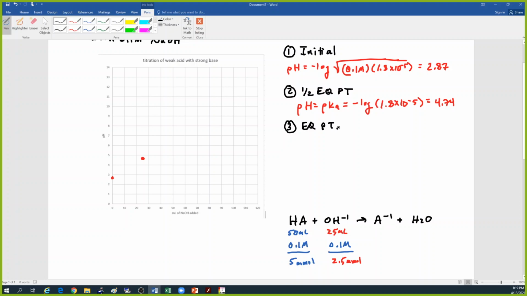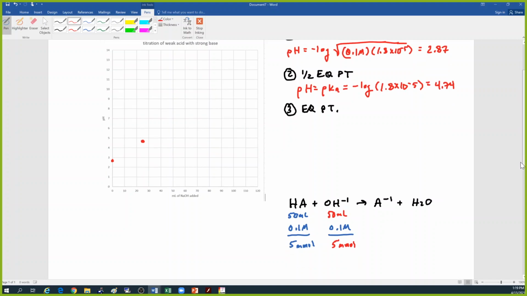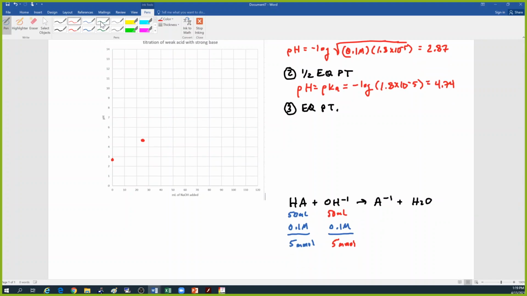Now this is the stage at which we've added enough base to neutralize all the acid. So let's go back down here and adjust what that has to be. I think we'd agree that for complete neutralization, we would need 5 millimoles of the strong base, which would have taken 50 milliliters of the hydroxide. But here's the key point.